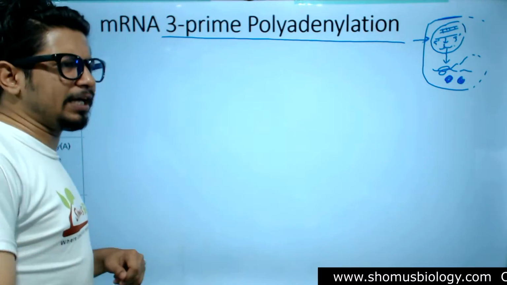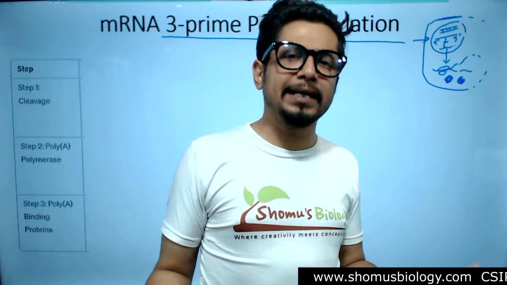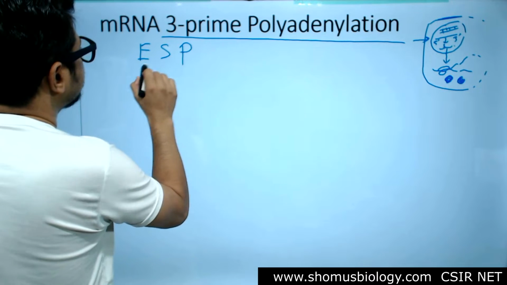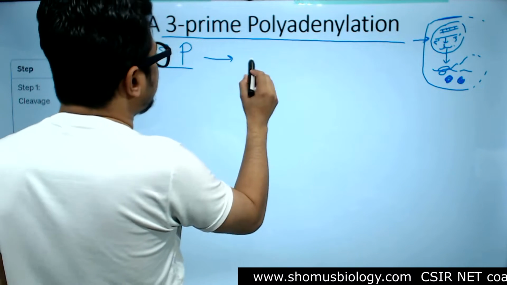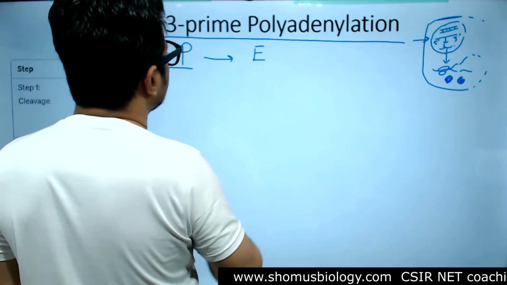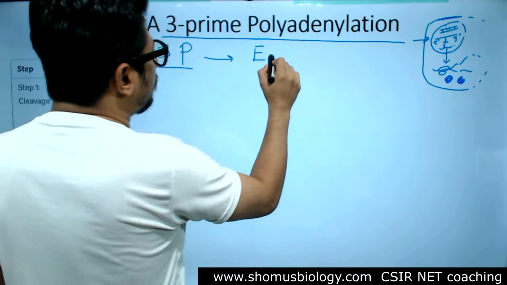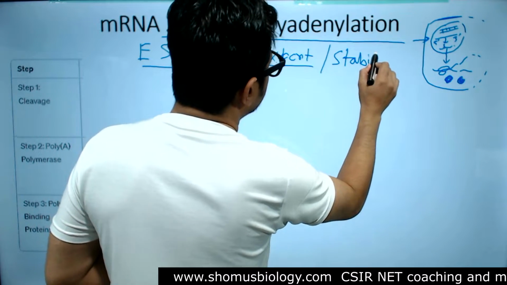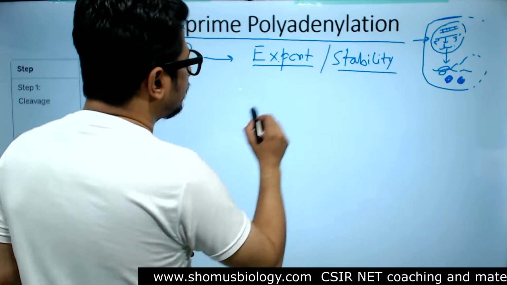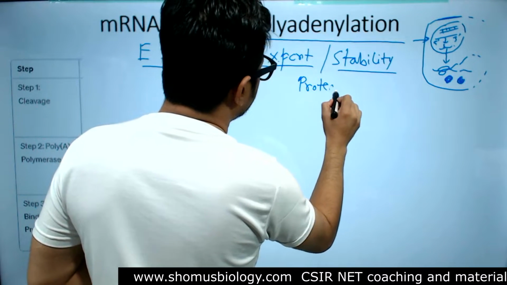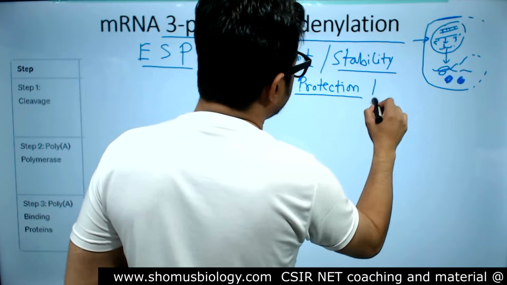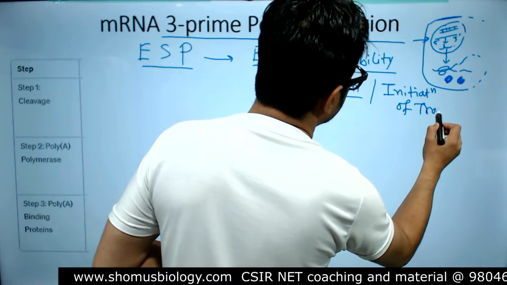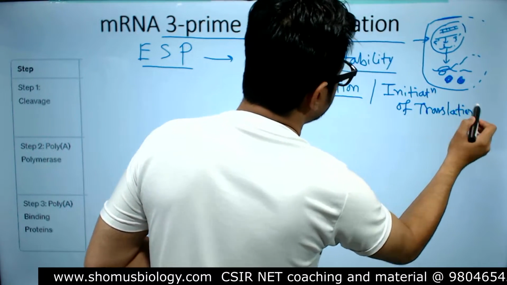But we understand why splicing is important. But why is 3' polyadenylation important? Now I have one answer for you, that is ESP. Okay. Now what does E stand for here? E, export. Okay. S, stability. Okay. And the last one, P, is protection. And there is one more thing, that is initiation of translation or initiation of protein synthesis.